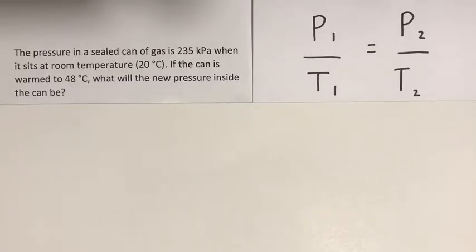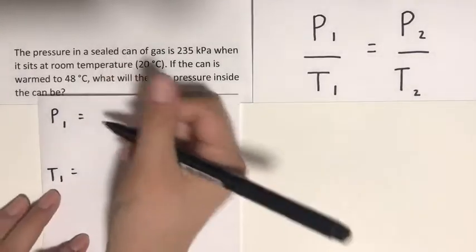Practice problem 1. The pressure in a sealed can of gas is 235 kilopascals when it sits at room temperature, 20 degrees Celsius. If the can is warmed to 48 degrees Celsius, what would the new pressure inside the can be? First, we'll start off by finding the given temperatures and pressures in order to see what we'll be needing to find.